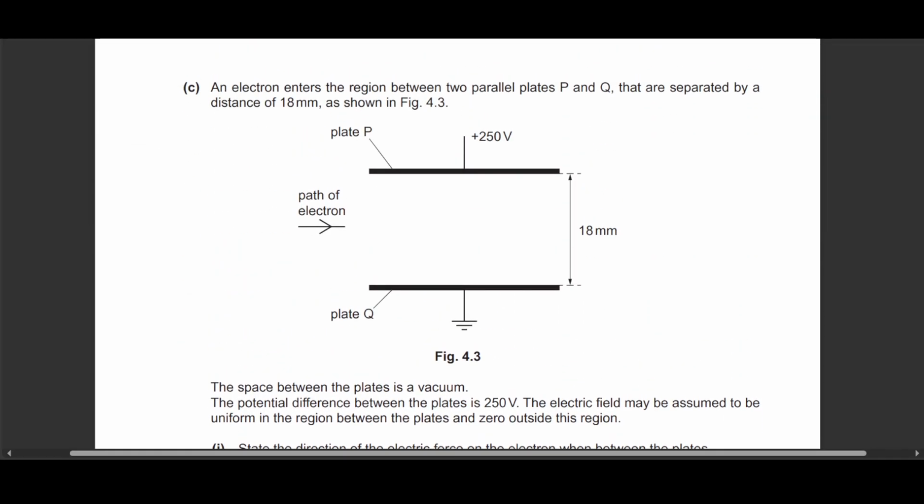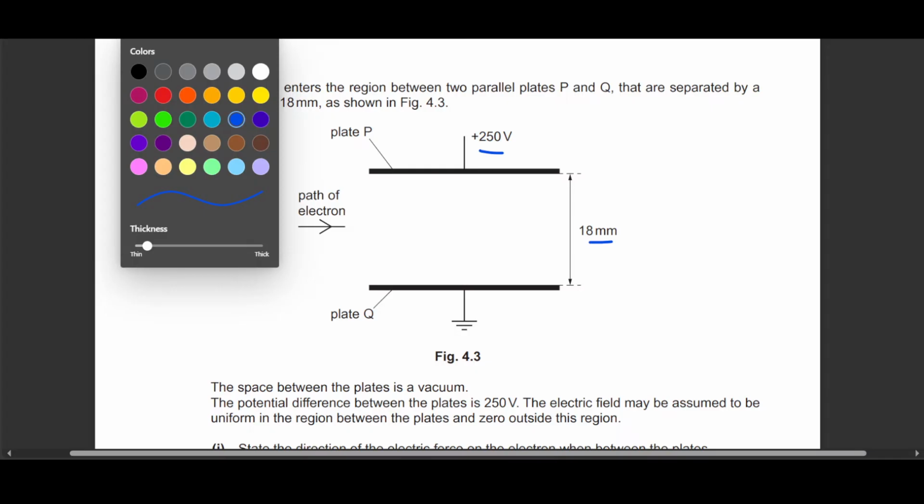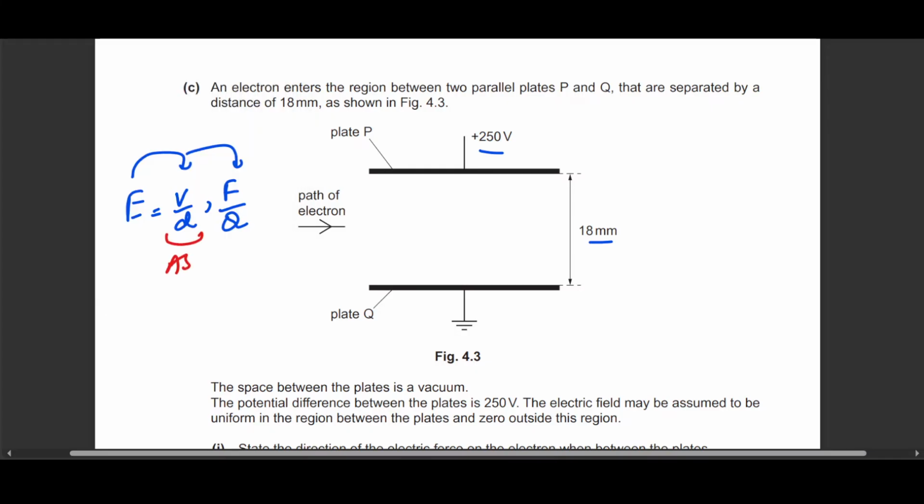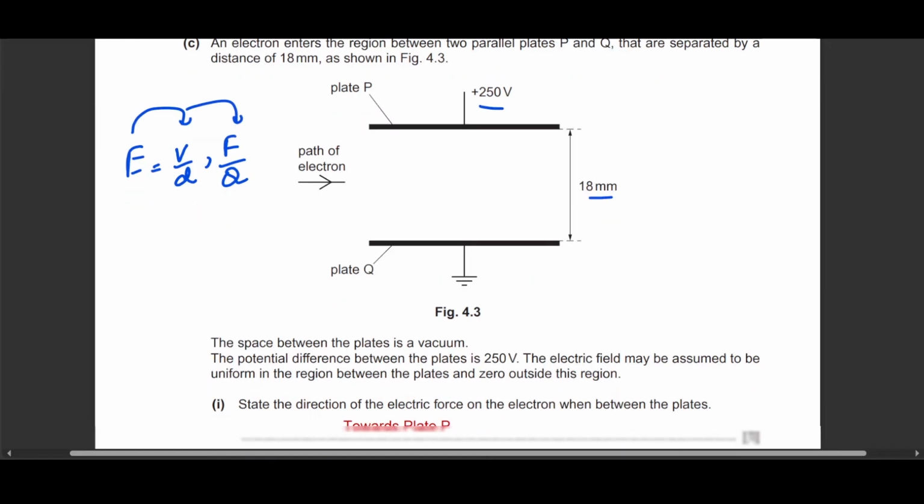The next question, he says there is an electron with the plate separation of 18 millimeters. Okay, fine. So we can figure out that the electric field strength between them should be V by D, or can be force divided by charge. This is the formula for electric field strength, right? Previously, this formula used to be in both AS and A2. So they've removed it from AS now, and they've completely added the whole concept of electric charges in A2 only, to avoid confusion among the students.